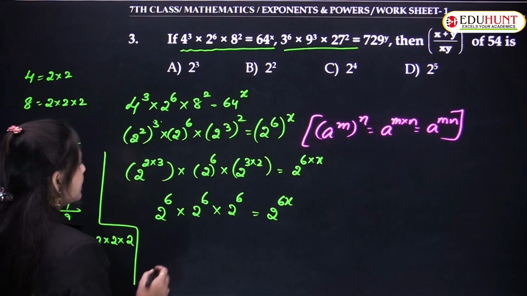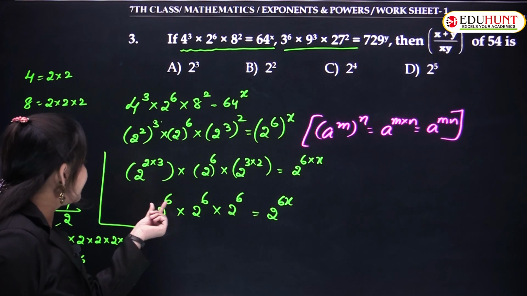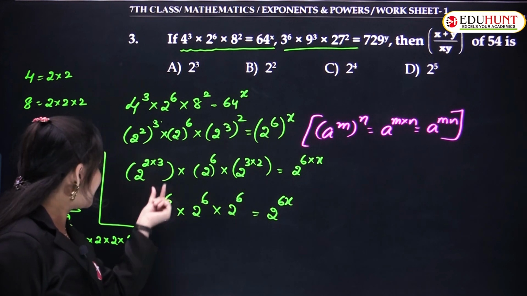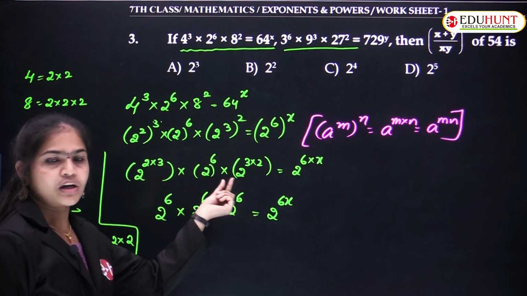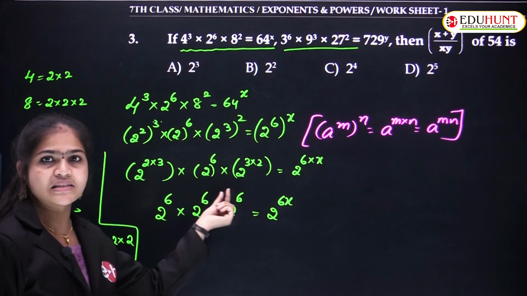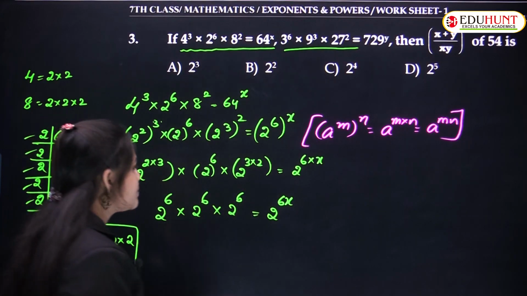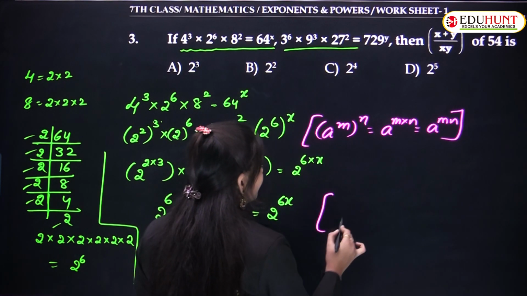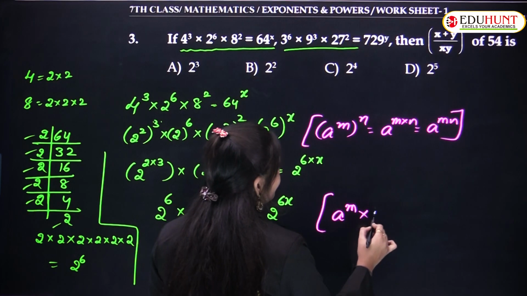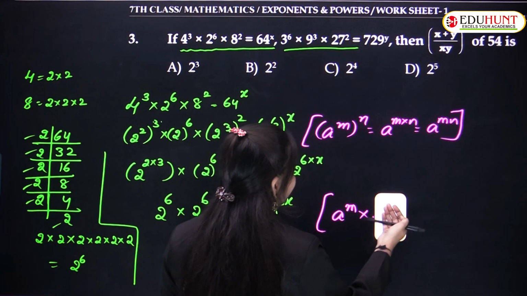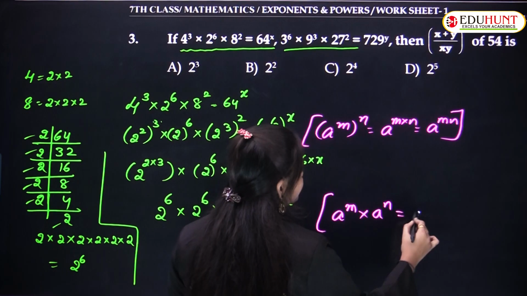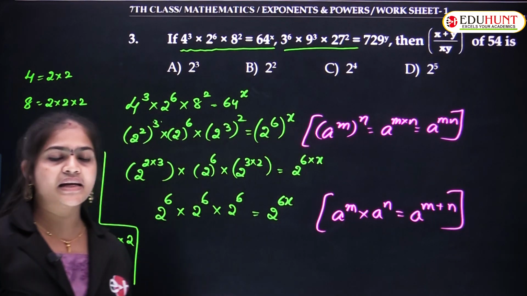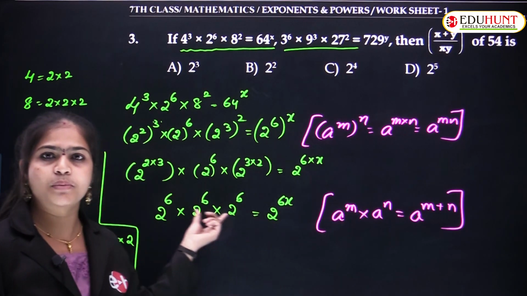Now this is in the form of a power m into a power m into a power m. Why? Because all have the same value of m, 6, 6, 6 only. That's why we can apply the formula a power m into a power n is equal to a power m plus n.